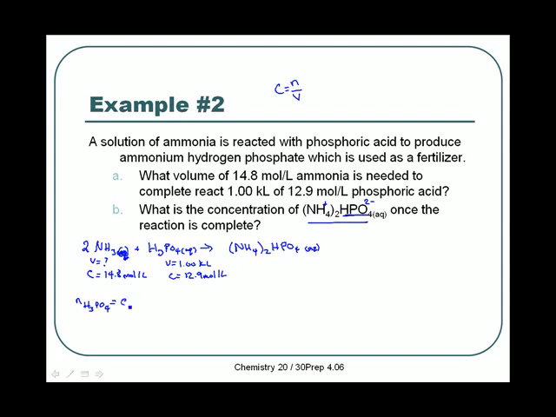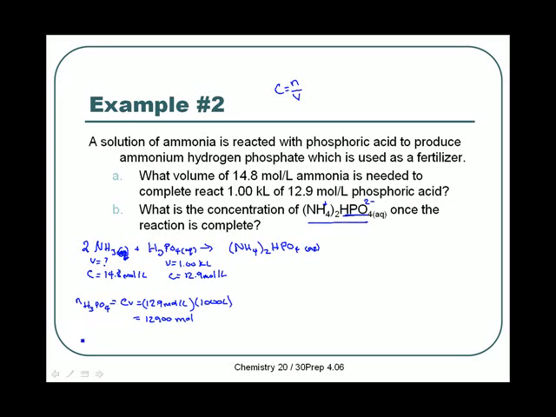So the first thing we need is the moles of phosphoric acid. n is equal to CV. My concentration is 12.9 moles per liter. And because they give me kiloliters, that's the same as 1,000 liters. And so when I multiply them together, it's going to be 12,900 moles.